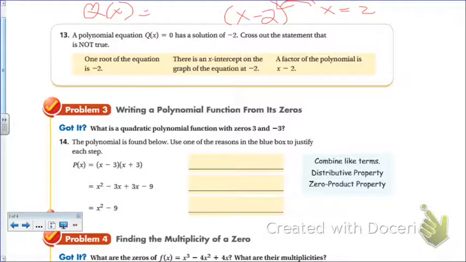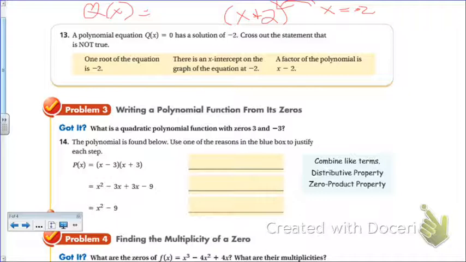If the solution is negative 2, it says one of the roots of the equation is negative 2. Well, that's true. A root and a 0 was negative 2 and plus 2. Let's fix that. The solution was negative 2, and so the factor is x plus 2. Since the root is negative 2, that's the same as a 0. That's a keeper. There is an x-intercept on the graph of the equation at x equals negative 2. That's true. Any of the zeros are going to be our x-intercepts.